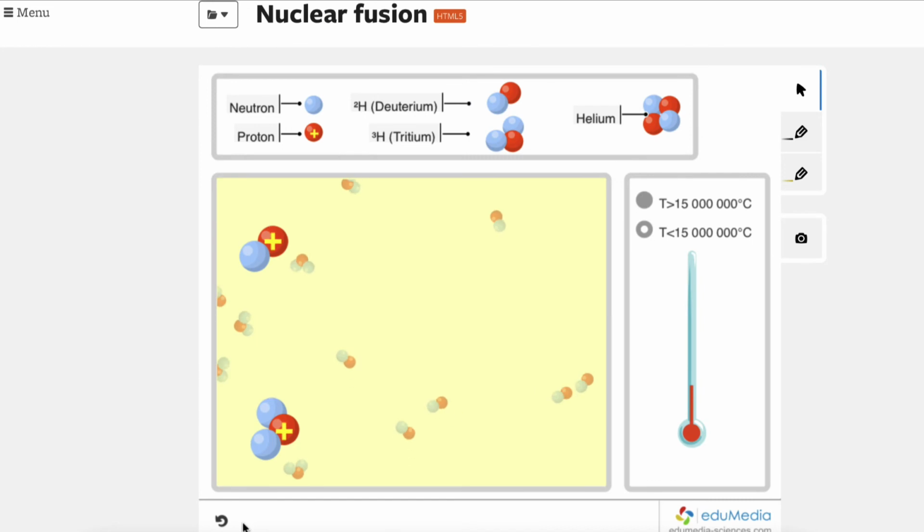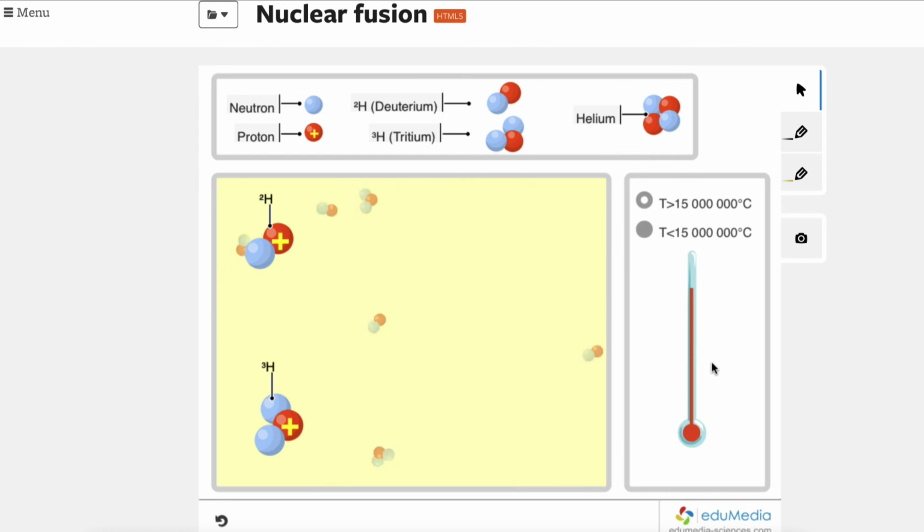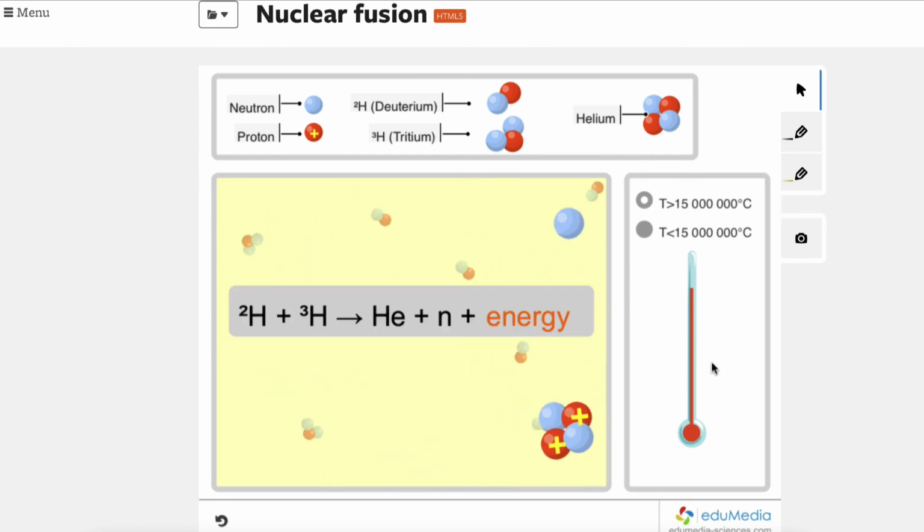Let's look at nuclear fusion now with another simulation from Edumedia. We see that at a low temperature, the particles are not colliding with enough energy to overcome the electrostatic repulsion of the 2 protons. But if we increase the temperature, now they're moving much faster, and we can get them to fuse with an output of energy. This example showed 2 hydrogen nuclei fusing to form helium and another neutron with the release of energy.